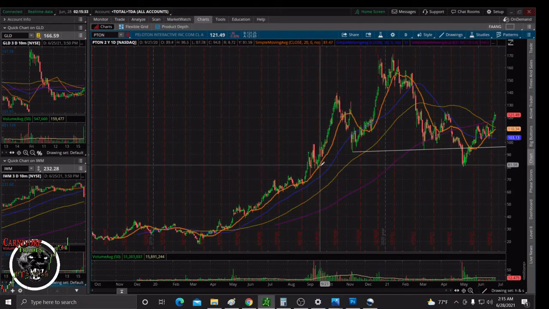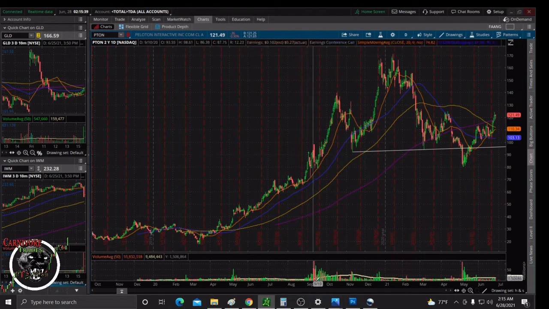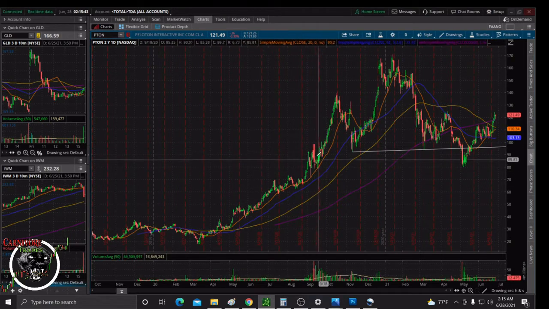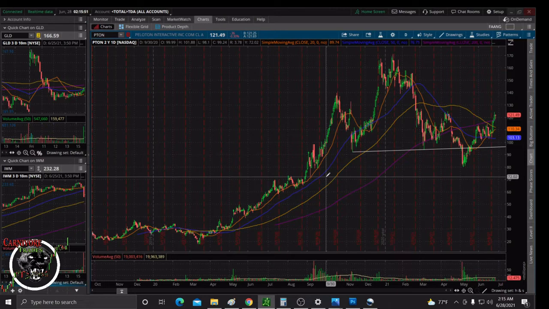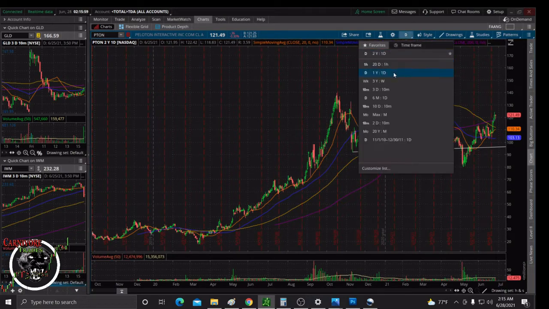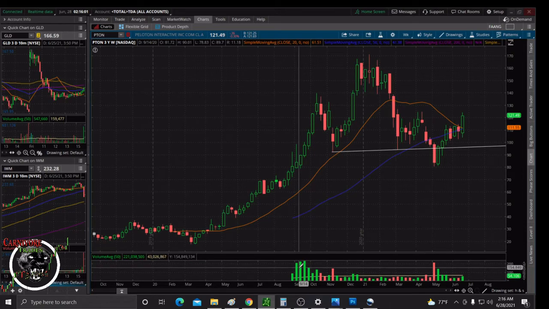You see this chop here, previous all-time high. Look at the volume here. You've got basically an all-time high in volume at this level. And what that tells you is that there's institutional money sitting between $80 and $90. Institutional money, hedge funds, investment banks, they have big money clients that have lots of shares in Peloton between $80 and $90.